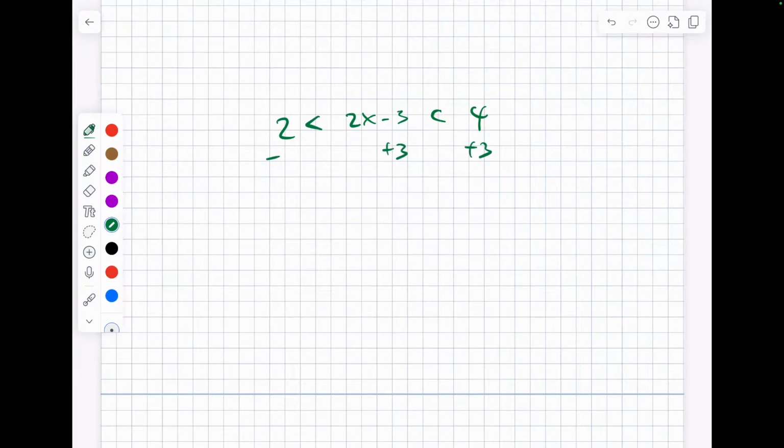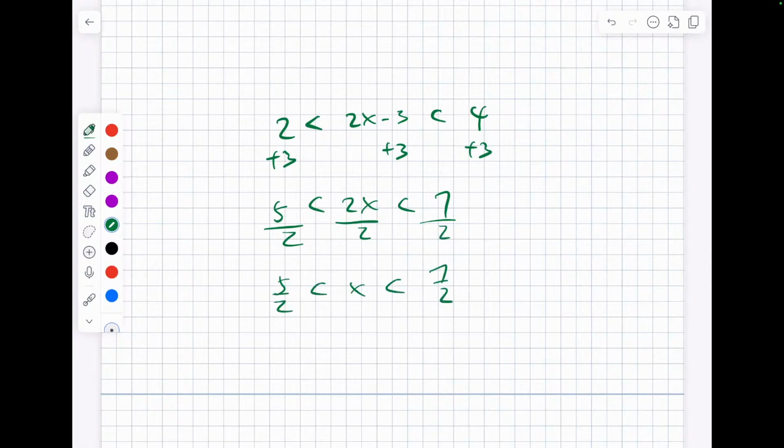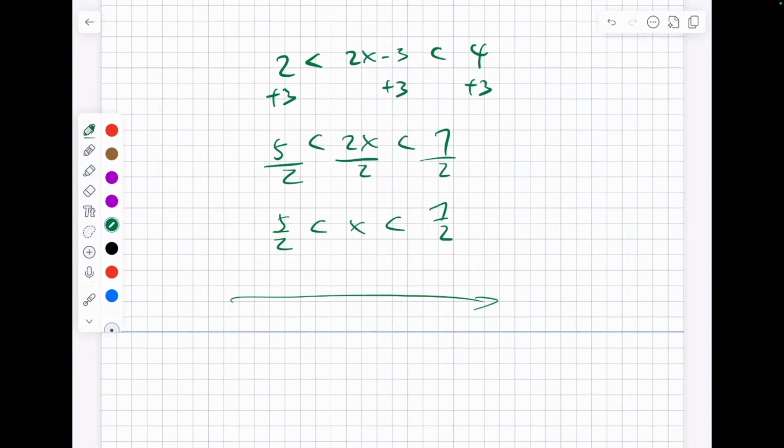You can plus 3, plus 3, plus 3, just like how you're adding 3 on both sides, except you're adding 3 on all three parts. So that's going to be 5 less than 2x less than 7. You divide by 2 on all of them, so that's 5 over 2 less than x less than 7 over 2. In this case you will have interval notation, 5 over 2 to 7 over 2. You will have an open circle at 5 over 2 and 7 over 2, and it's going to be from here to here.